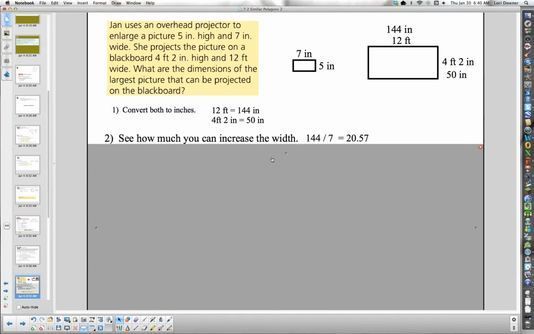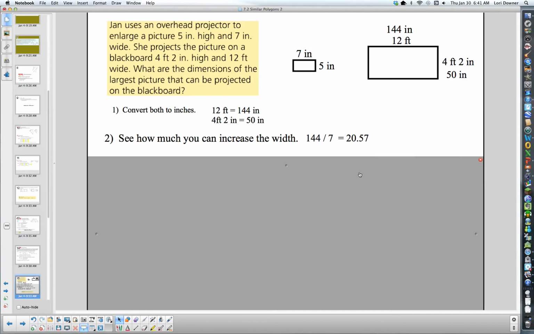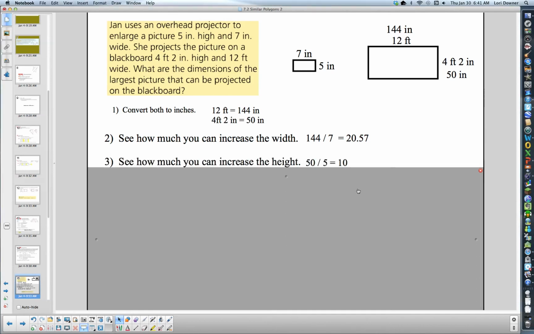Now that they're both in inches, we can see how much you can increase the width. So the width here is 7 inches, and I'm going to see how many times it goes into the 144. It goes in 20.57 times. Let's see how much we can increase the height.